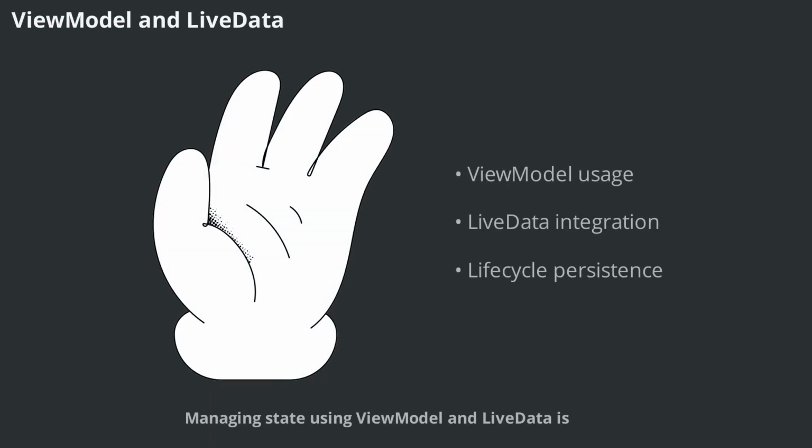Managing state using ViewModel and LiveData is recommended for handling state across lifecycle events, such as screen rotations or when state needs to persist beyond the lifecycle of a composable. ViewModel provides a central place for state management, and LiveData ensures that UI updates automatically as data changes. This approach is robust and scalable for complex apps.